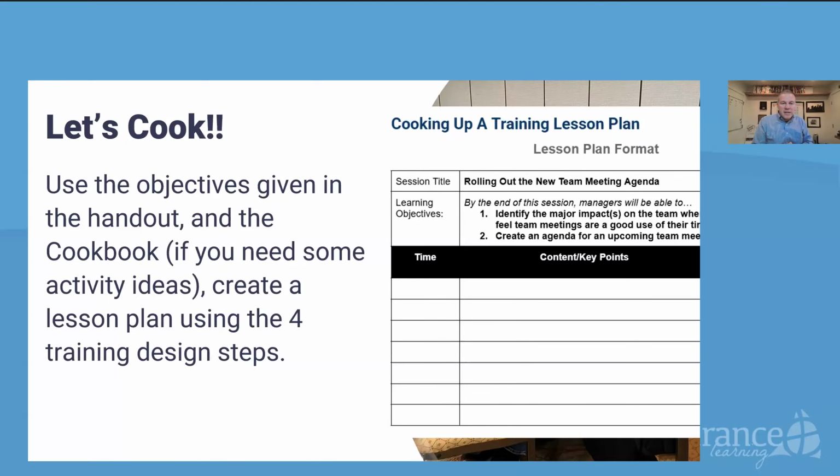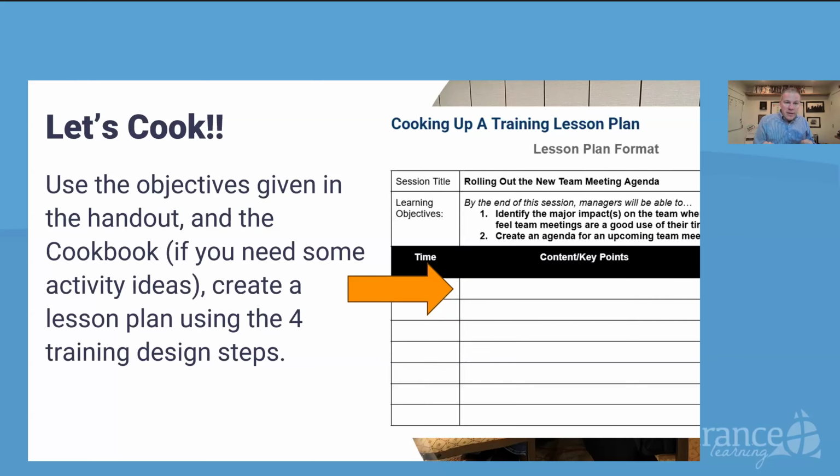And then the second is by the end of the session, learners should be able to create an agenda for an upcoming team meeting. Okay, so there's two objectives for this lesson. You have a lesson plan template on that second page. And what I'm going to ask you to do is to take those learning objectives and to start to fill out this lesson plan with key points, with activities.